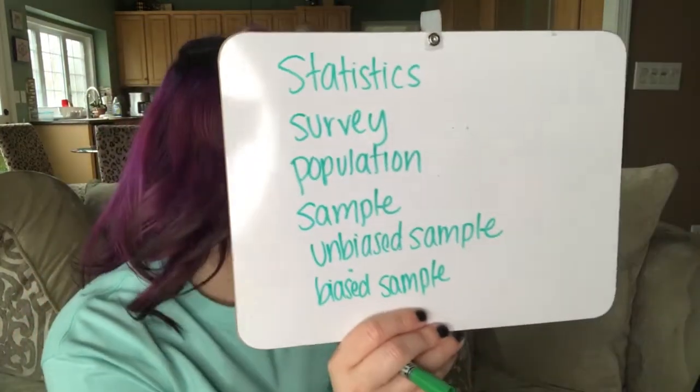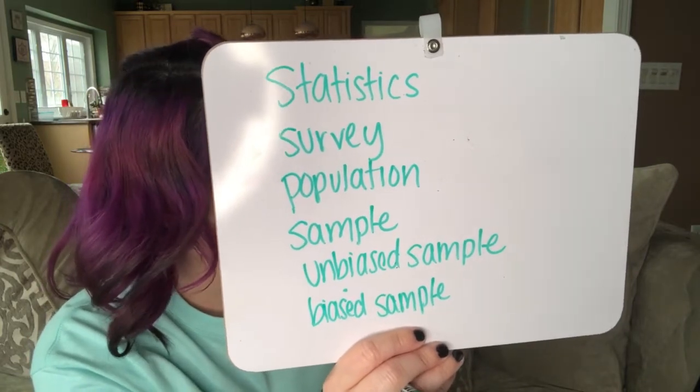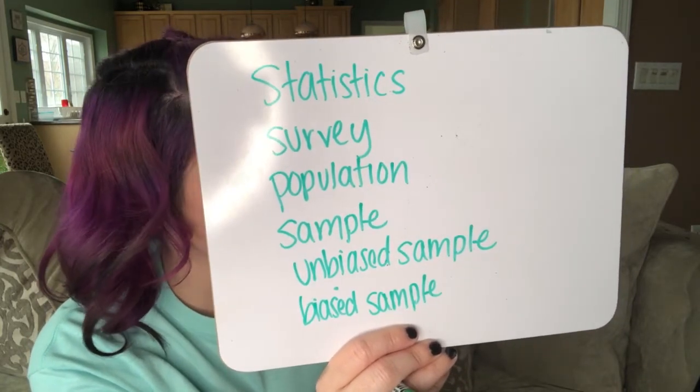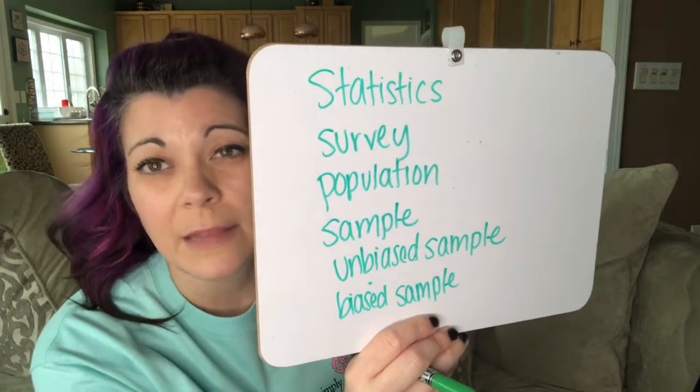And then we have unbiased sample. A sample that is selected so that it is representative of the entire population, selected at random and is large enough to provide accurate data. So unbiased, everybody has an equal chance of being studied.